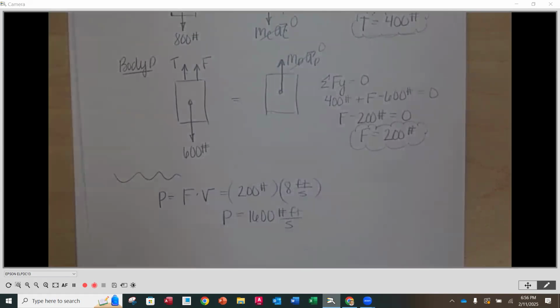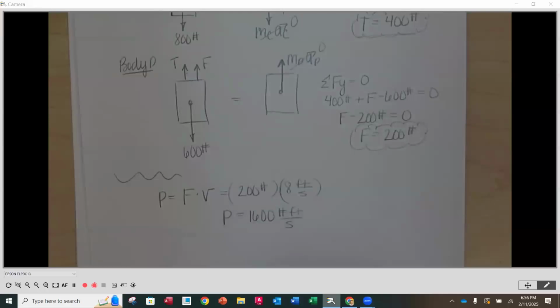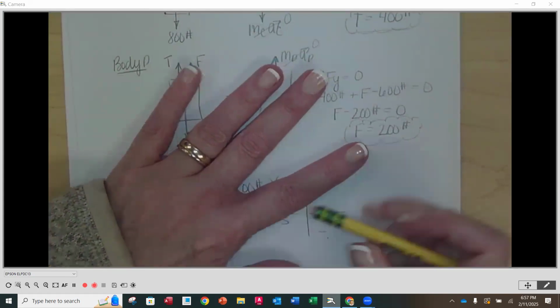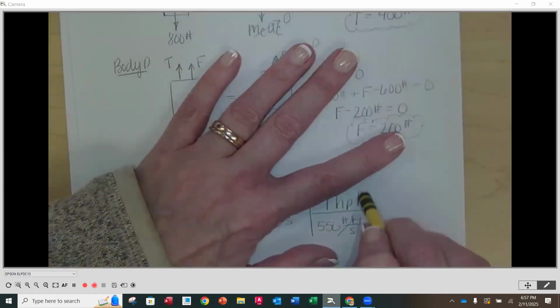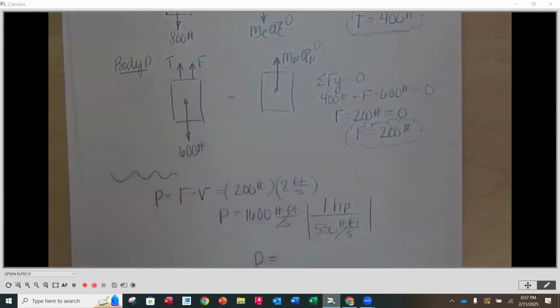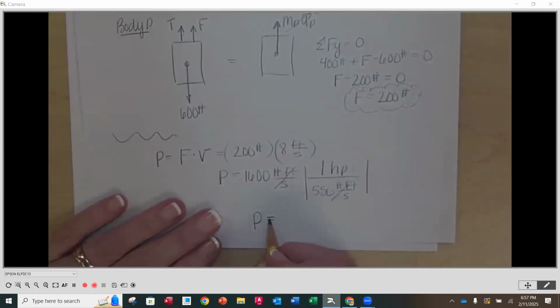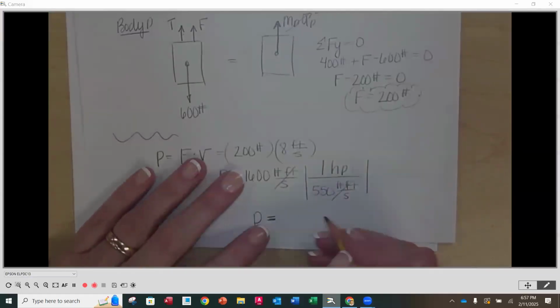So if you remember, I gave you that conversion on our sheet, and that's going to be a conversion of 550, sorry. And this is pound feet per second. So it cancels out, the whole thing is equal to 1 horsepower. So our P, let me know what you get for a value in horsepower when we're going at a constant rate of 8 feet per second. What is it?